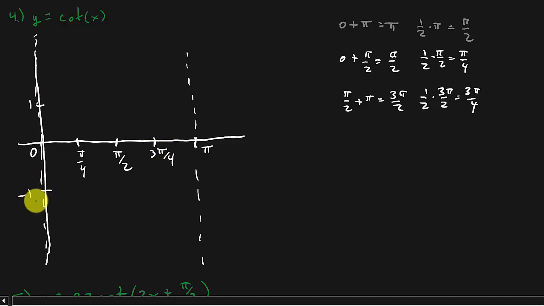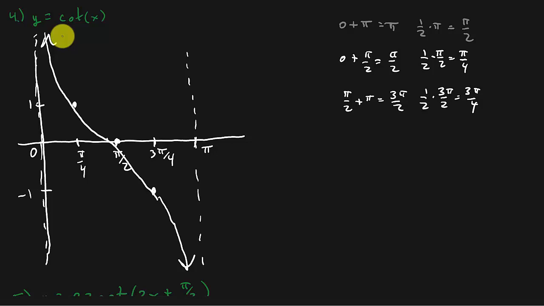All right? Now, for cotangent, so remember, tangent started at negative 1, 0, 1. Cotangent, similar, except it starts at 1, then goes to 0, and then goes to negative 1. And then you just draw it in like this. And that's the graph. Okay?